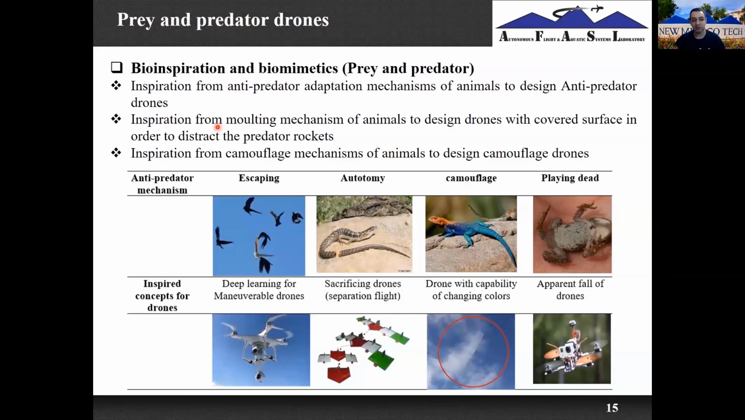So I call this one inspiration from anti-predator adaptation mechanisms of animals to design anti-predator drones. For example, we can design a drone which can sacrifice some parts to rescue the rest of its body. Or some drones can camouflage and change their color. Or some drones can apparently fall to show that they are dead. Or for example, designing some algorithms or programming on the drones that can escape from any predator rockets. So this is something like prey and predator.